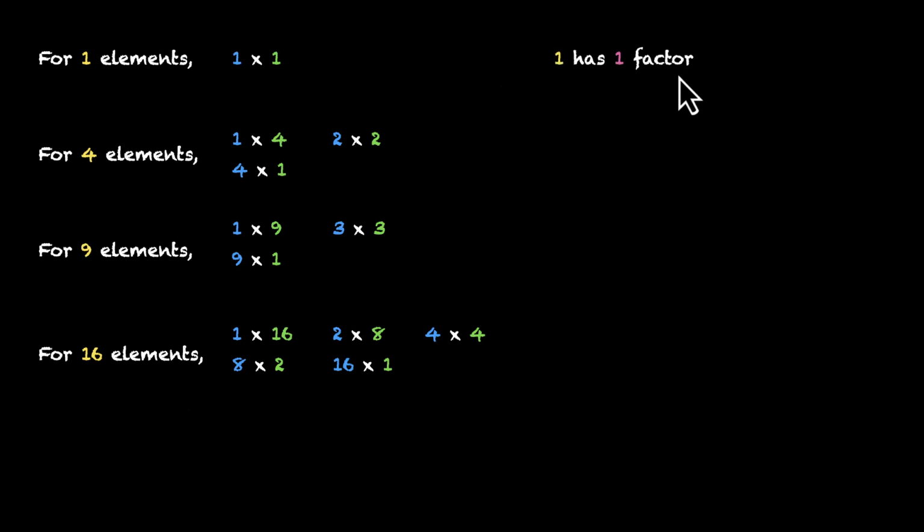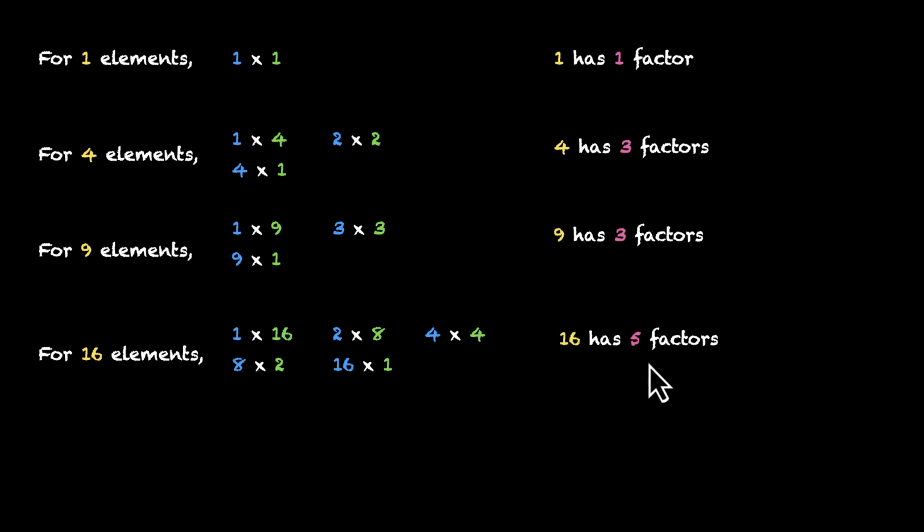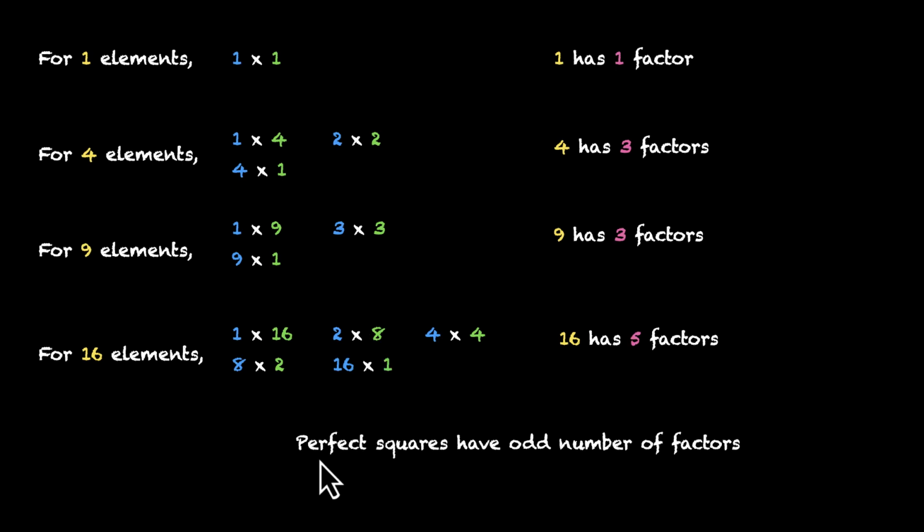So 1 has 1 factor. 4 has 3 factors: 1, 2, and 4. 9 also has 3 factors: 1, 3, and 9. 16 has 5 factors: 1, 2, 4, 8, and 16. So if we have perfect squares, 1, 4, 9, 16, and so on, we'll have an odd number of factors, which means we'll have an odd number of possibilities. So let's write this down. Perfect squares have an odd number of factors, which means we'll have an odd number of possibilities.